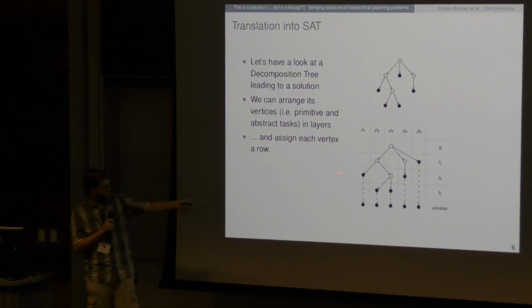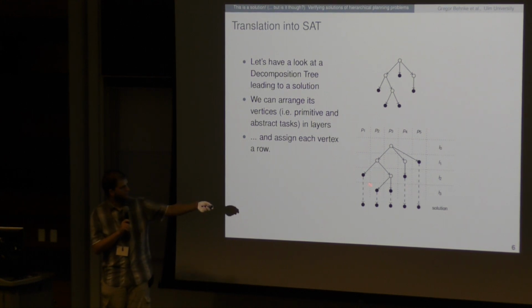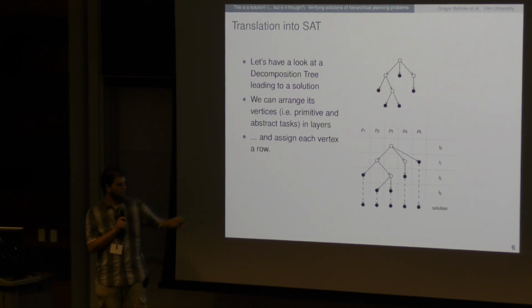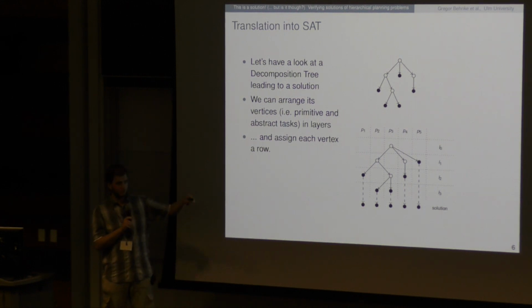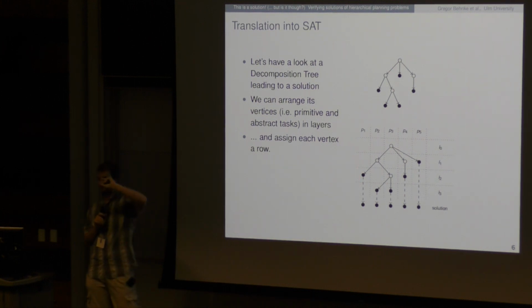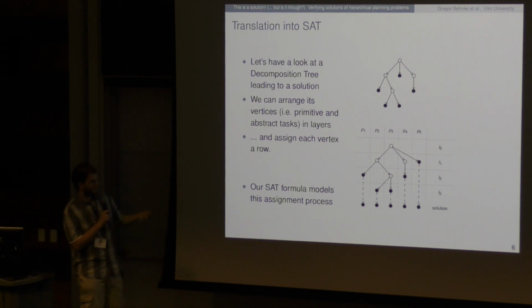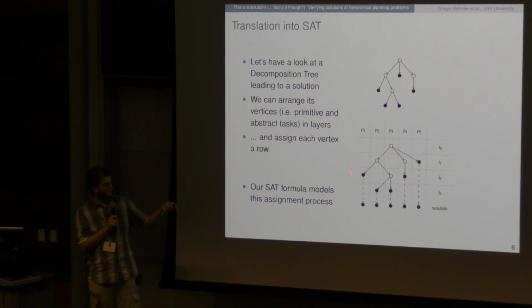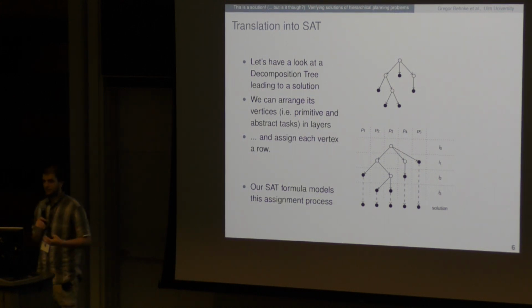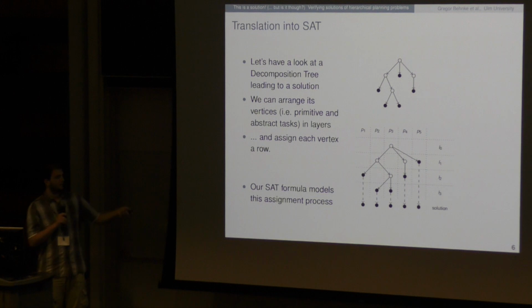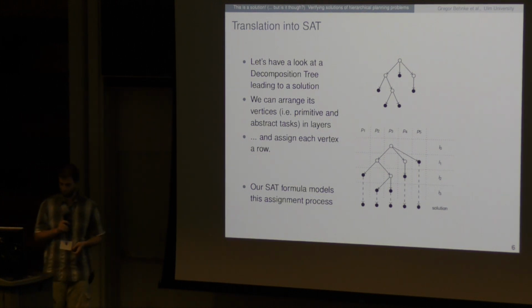So a solution is then simply a projection of the leaves in the positions onto the solution. And we assume that in this arrangement, we force that no two primitive tasks occur above each other. So this is actually a unique assignment. And what we did was to transform this tree here into a SAT formula. So we write down a SAT formula that represents all possible trees of a given height that may lead to a solution, and then just let the SAT solver decide whether such a tree exists or not.